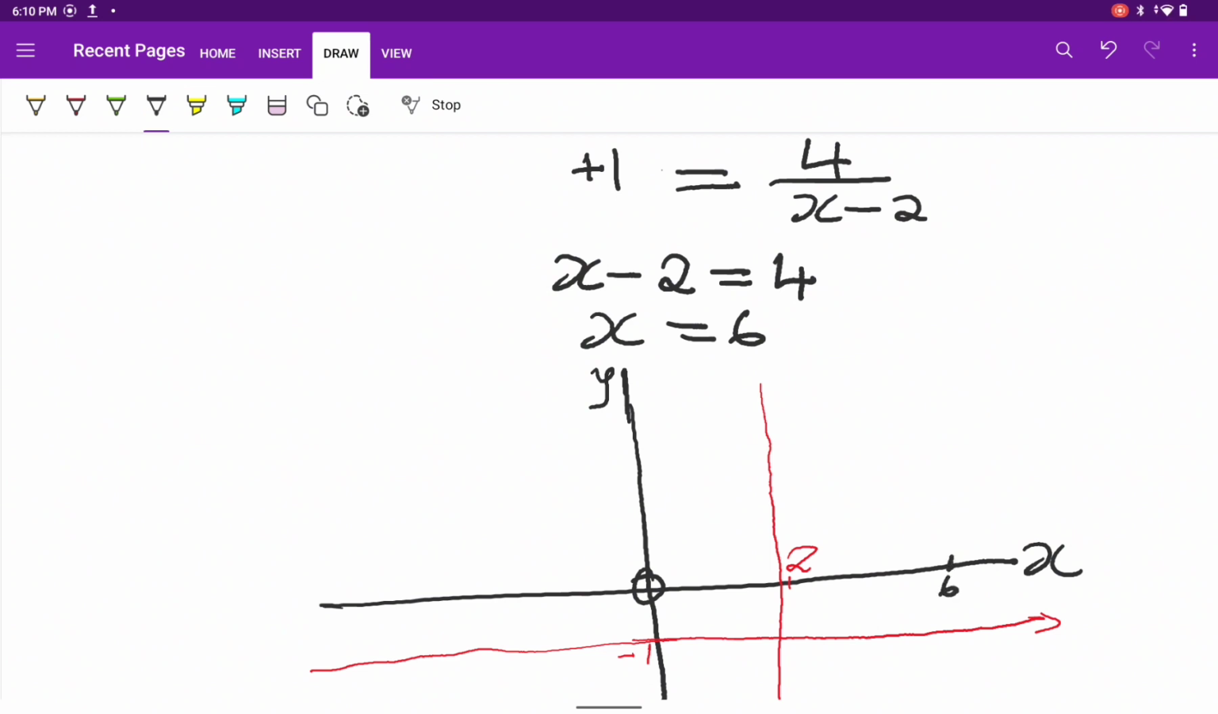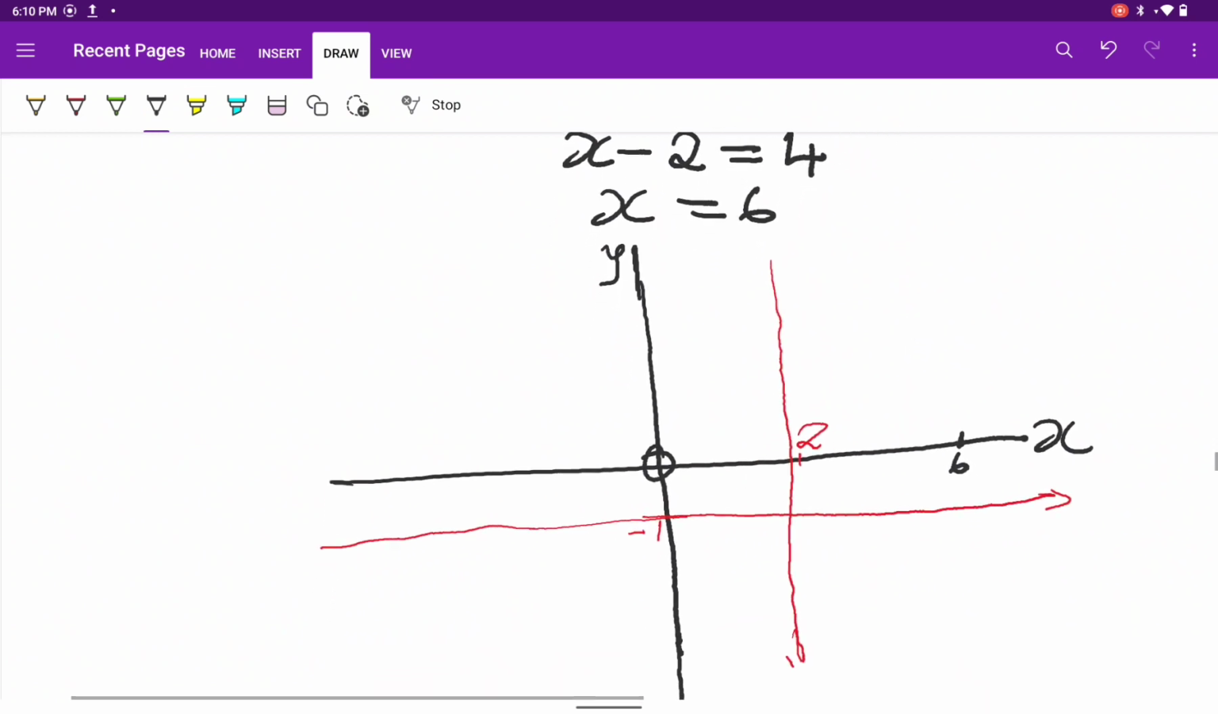So the graph is intercepting the x value at 6 and the y at -3. So we have the y at -3 somewhere there. This is not drawn to scale. All right, so we know that the value of a is 4.